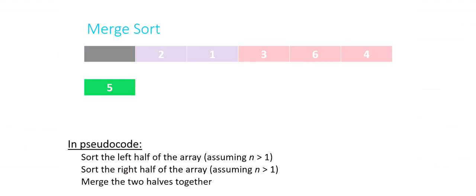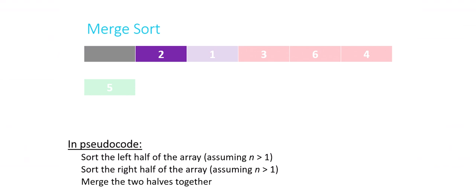So now I want to go back to the right half of the purple part. That's this. How do I sort this subarray? Let's just go back to our steps again. I want to sort the left half only. The left half is now 2. It's a single element. I know how to sort a single element.